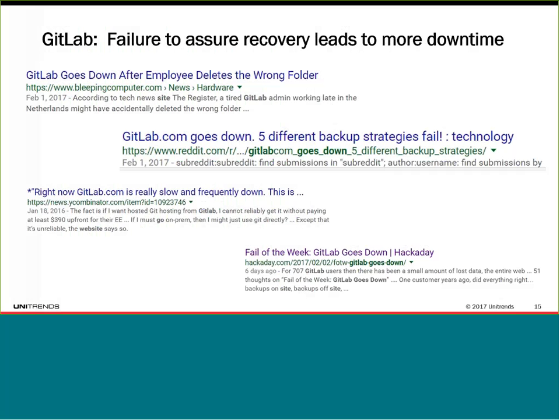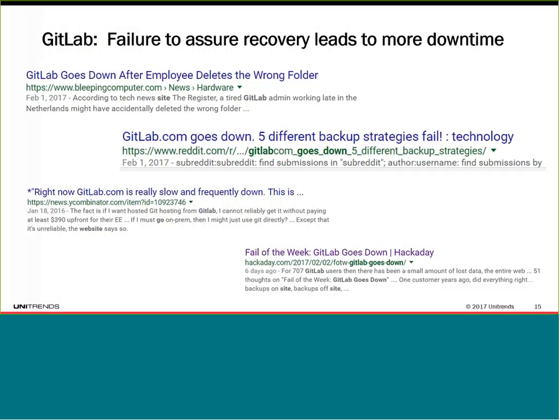Now, again, we're talking about why IT resilience is a term we care about here. Failure to assure recovery leads to more downtime as well, not just complexity. It's not just enough to have a data protection strategy. You need to make sure that ultimately it's going to work. GitLab is a great example.